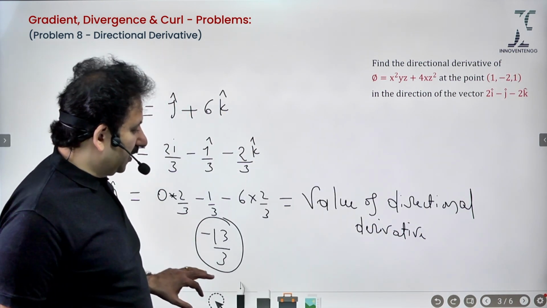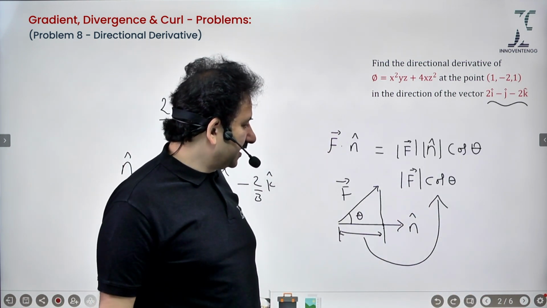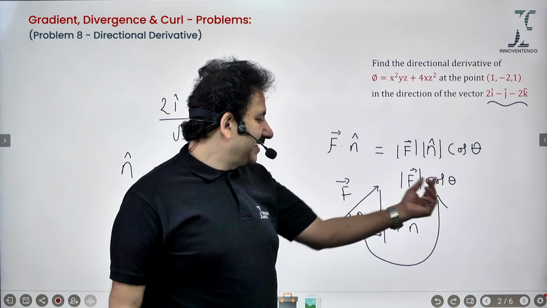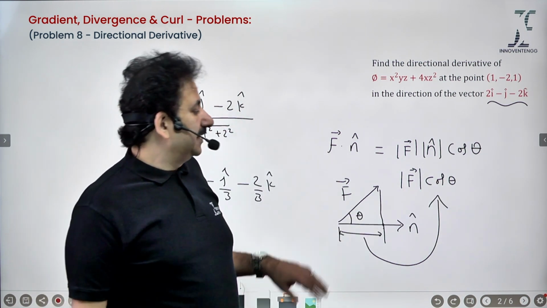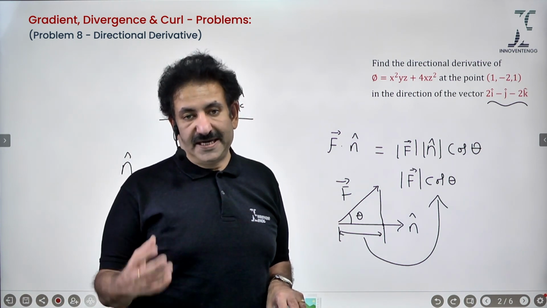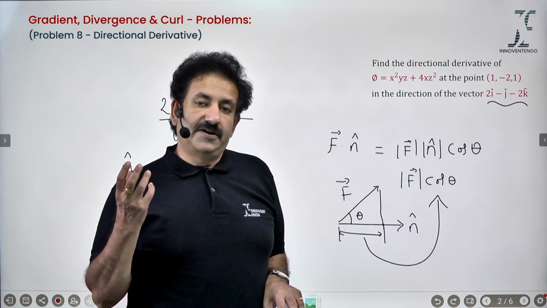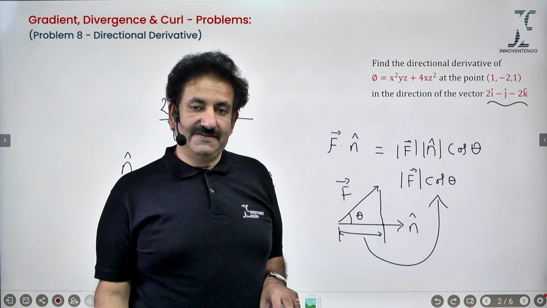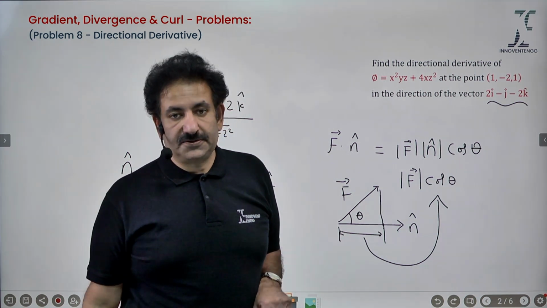Therefore, it is all about projecting your gradient onto a certain direction, and also when theta is 0, you get the maximum value of the projection. That means the value of the gradient itself, or the magnitude of the gradient itself, gives you the value of the greatest directional derivative. So let's move on and look at more discussions.